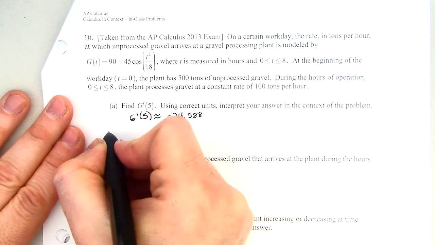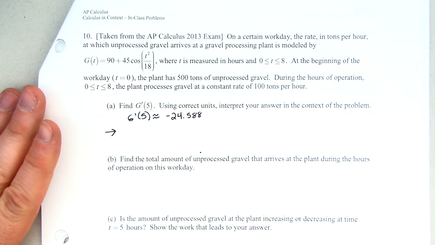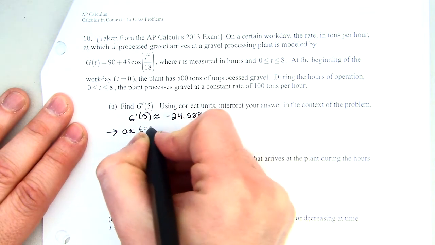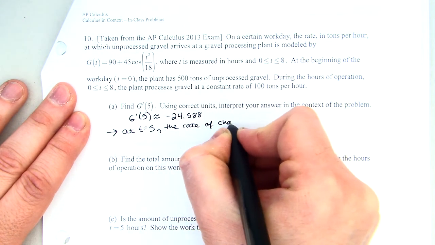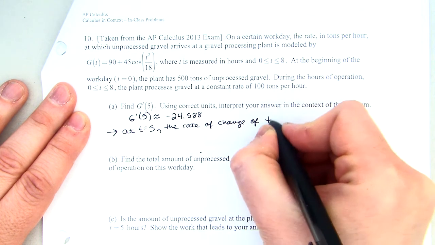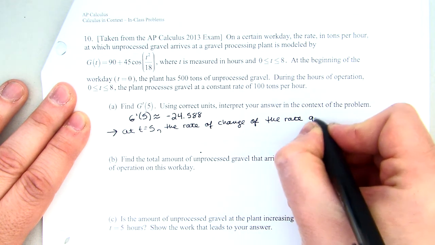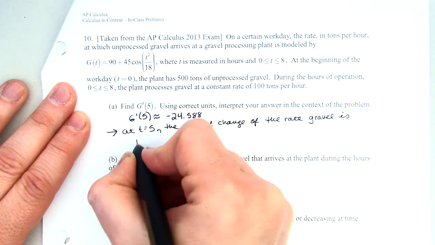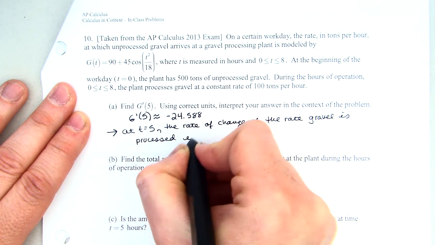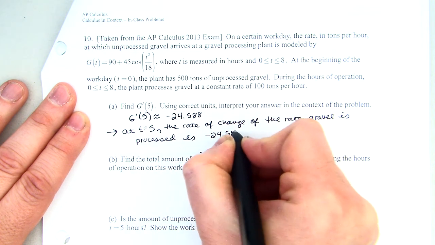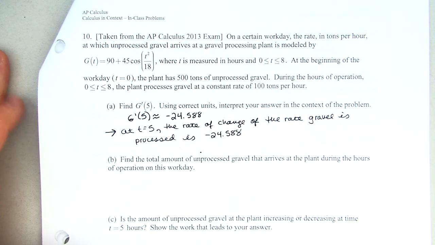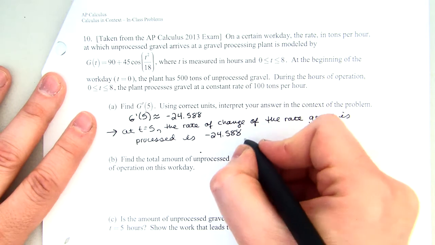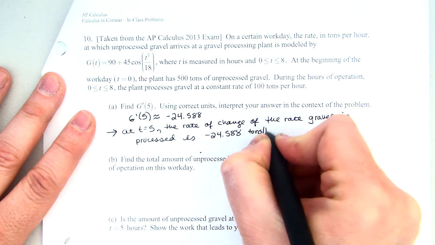There are two ways we can talk about this. One way, first of all, what else do I have to refer to in an explanation? At t equals 5, I could say the rate of change of the rate gravel is being processed is negative 24.588. I'm going to give a better answer in a moment. What kind of units? Tons per hour squared. Tons per hour divided by your units of t, so tons per hour squared.